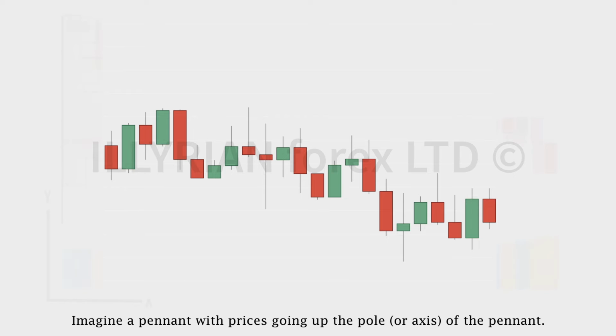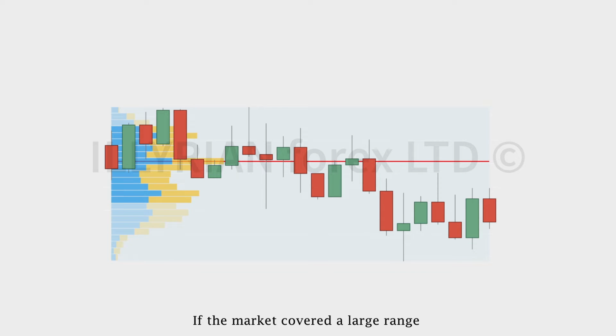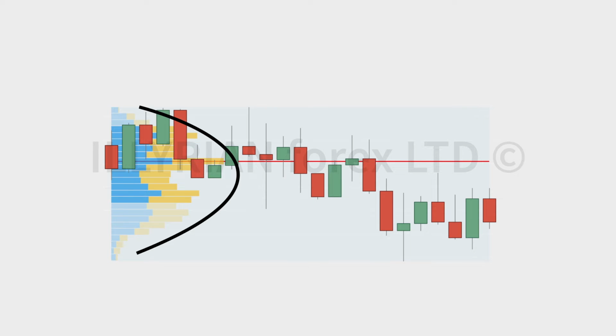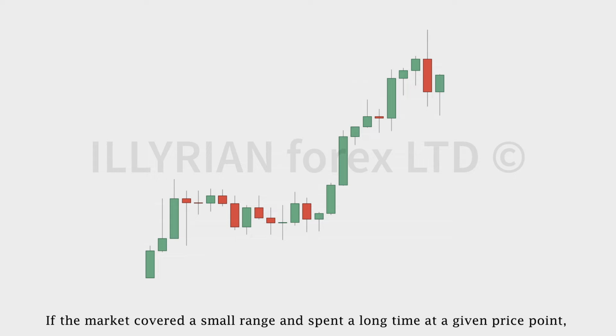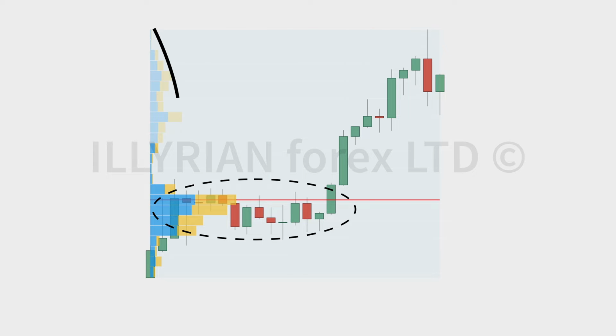Imagine a pennant with prices going up the pole, or axis, of the pennant. The shape of the pennant is determined entirely by the price action during the market. If the market covered a large range and did not spend much time at any particular price point, the pennant would be long and blunt, round and pointless. If the market covered a small range and spent a long time at a given price point, then the pennant would be wide and sharp.